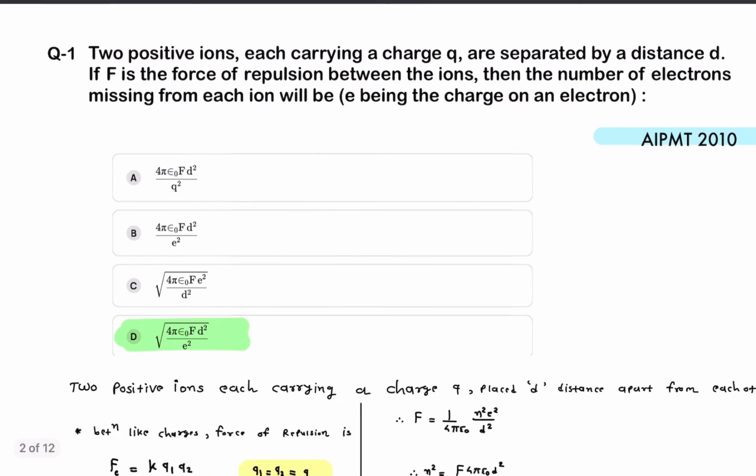First question that was asked in AIPMT 2010. Two positive ions each carrying a charge Q are separated by a distance D. If F is the force of repulsion between these two positive ions, then the number of electrons missing from each ion will be. We have to find out the number of electrons missing from each positive ion. That means we have to find out N.